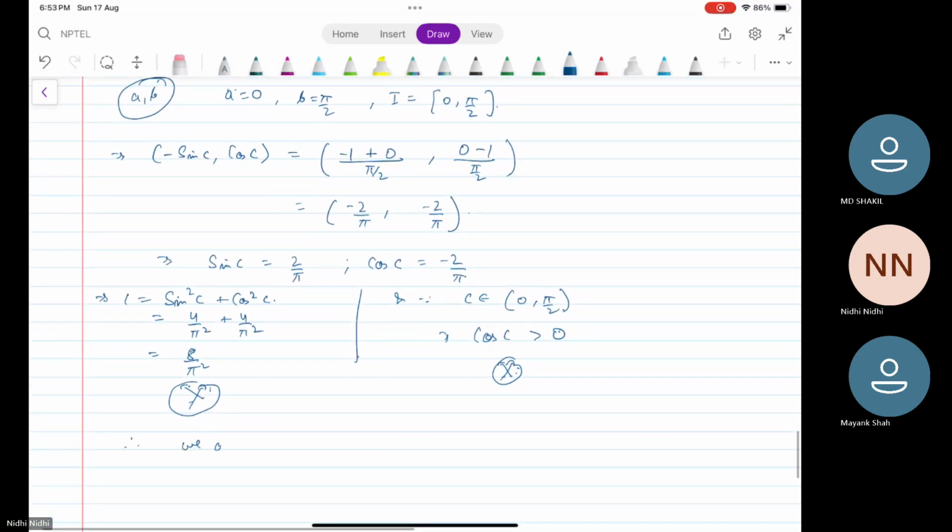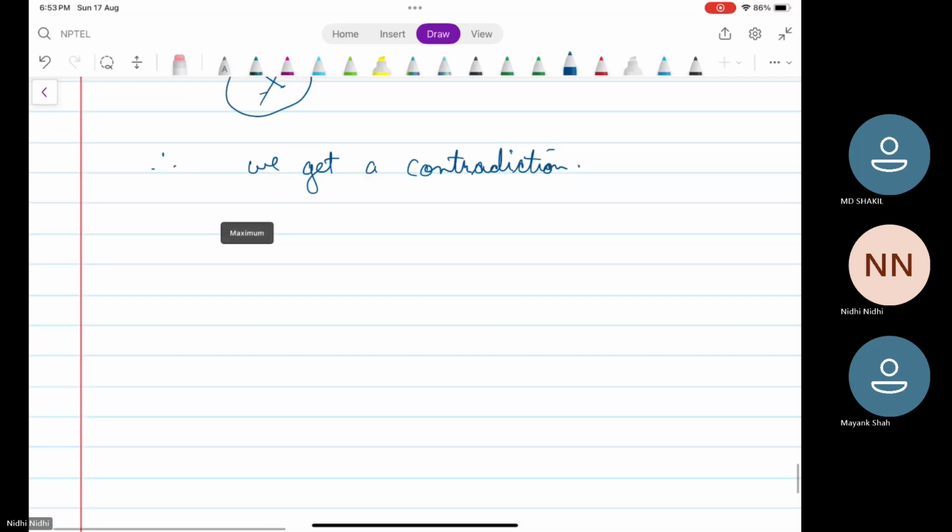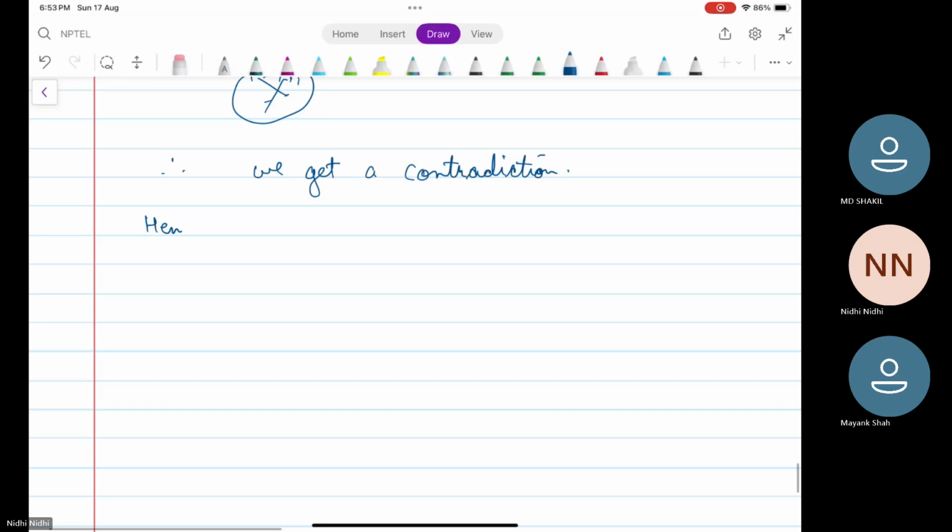Therefore, we get a contradiction. Hence, mean value theorem is false for vector valued functions.